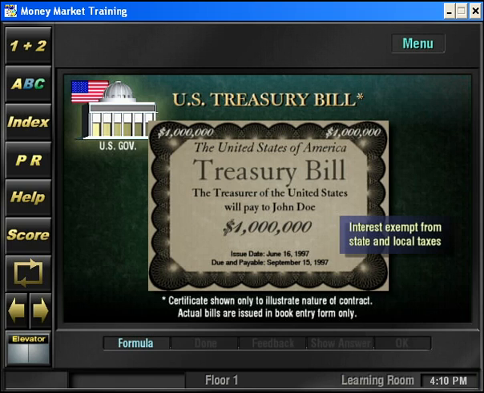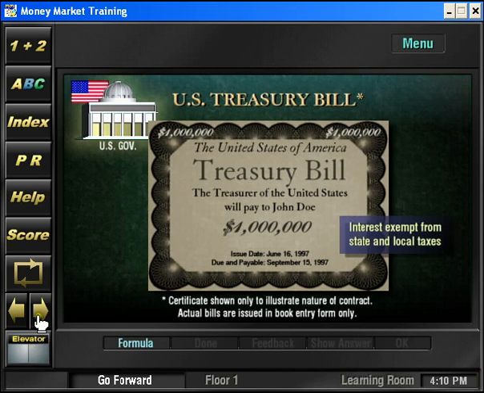A Treasury bill is a non-interest-bearing security sold at a discount to face value. It is issued by the U.S. Treasury in maturities of 3 months, 6 months, and 1 year, and is backed by the full faith and credit of the U.S. government. Interest is exempt from state and local taxes.